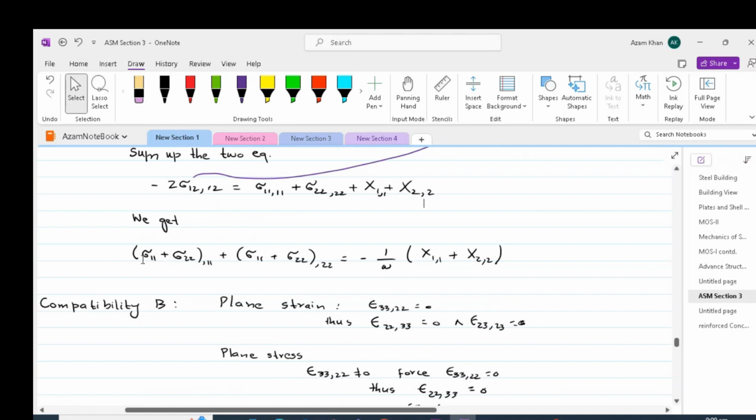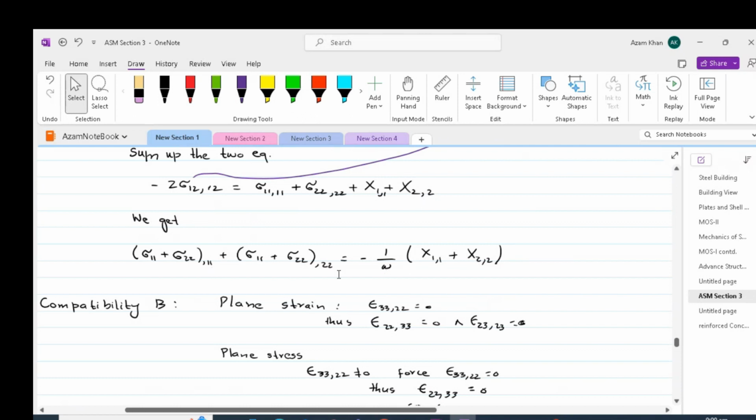So which means to say that each term has to be partially differentiated twice with respect to x1. Then the second small bracket has again sigma 1 1 plus sigma 2 2, and there is a comma 2 2. So the term has to be partially differentiated twice with respect to x2. The right hand side has minus 1 by omega, the body force x1 partially differentiated with respect to x1, and body force x2 partially differentiated with respect to x2. And that is actually the compatibility equation in terms of stresses.